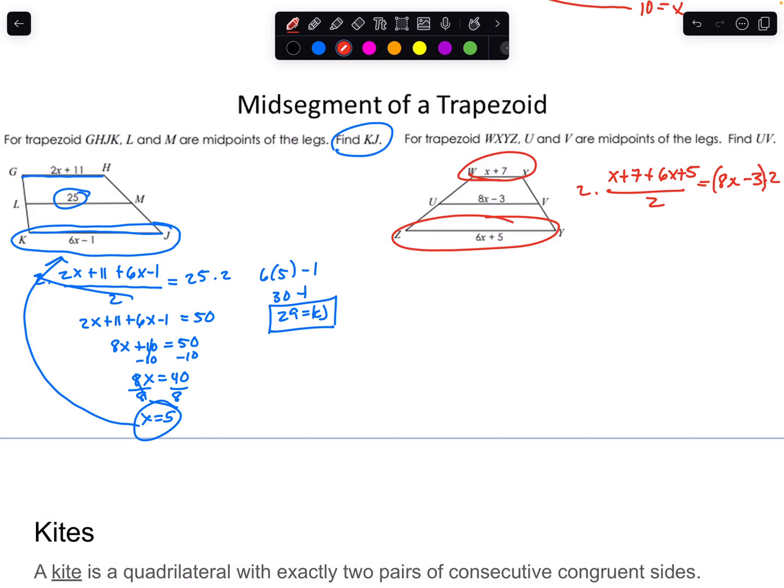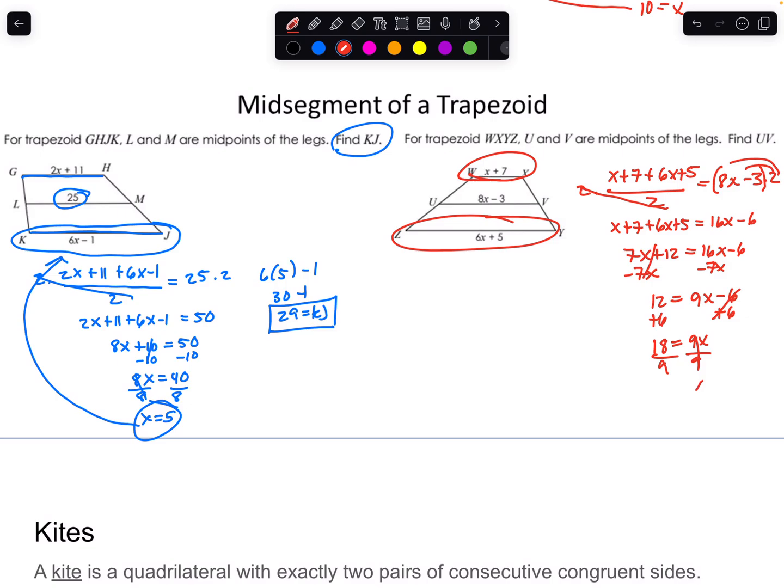I have to distribute over here because there's two terms. So I have x plus 7 plus 6x plus 5 will equal, let's distribute, 8x times 2 is 16x. Negative 3 times 2 is negative 6. Let's combine like terms. I have 7x plus 12 equals 16x minus 6. Move the variable to the same side. 12 equals 16 minus 7 is 9x minus 6. Move the 6 over. I'm left with 18 equals 9x. Therefore, x must equal 2.